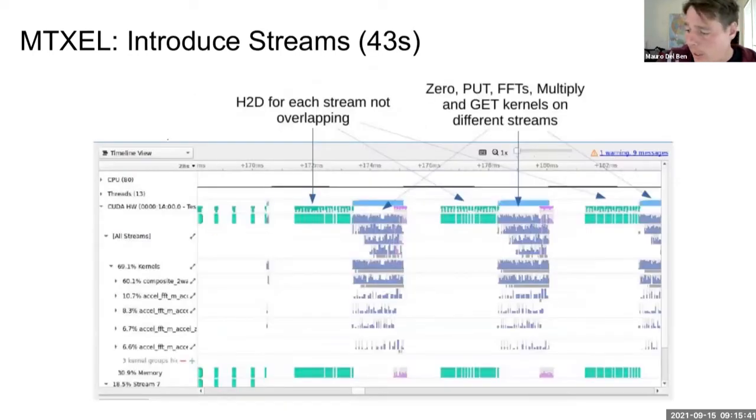Now, the second strategy to improve performance even further was to introduce streams. So we can actually break the innermost loop into blocks. And for each of these cycles, we can assign a stream and then schedule the data copy on this stream, as well as all the put, FFT, multiply, and get on the same stream for each different cycle.